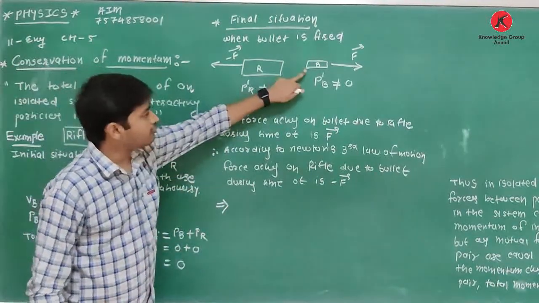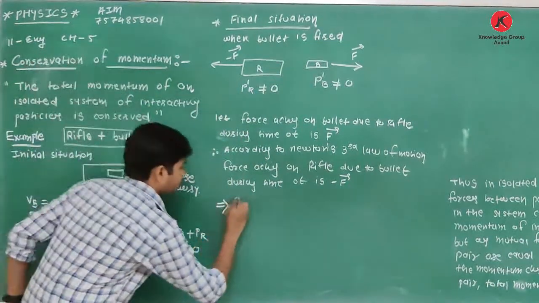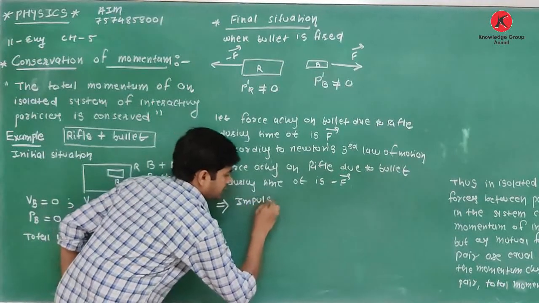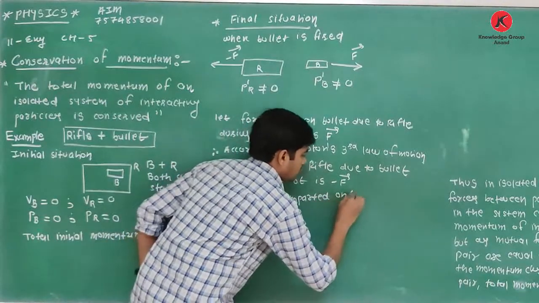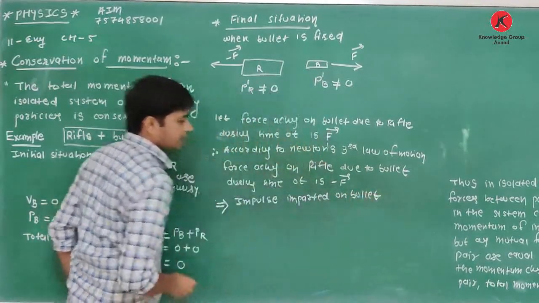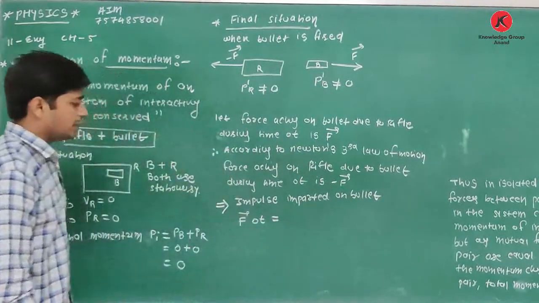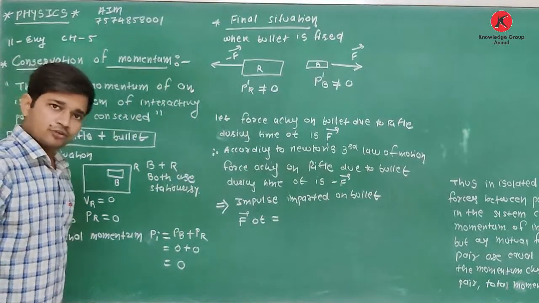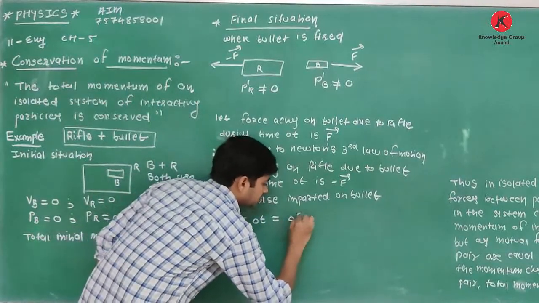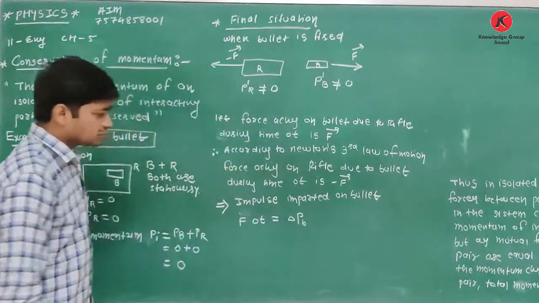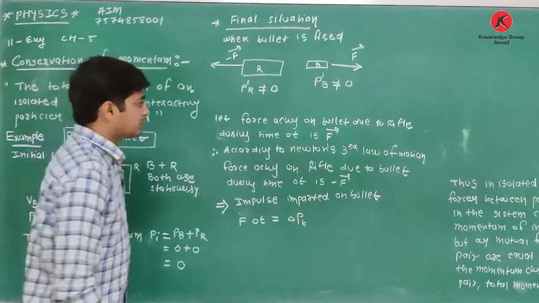This force F is acting for time delta t on the bullet. So what is the impulse imparted on the bullet? Impulse means force into time. Impulse imparted on the bullet is F delta t, which is equal to the change in momentum of the bullet. Yes, we have proved this equation: impulse is equal to change in momentum of the bullet.